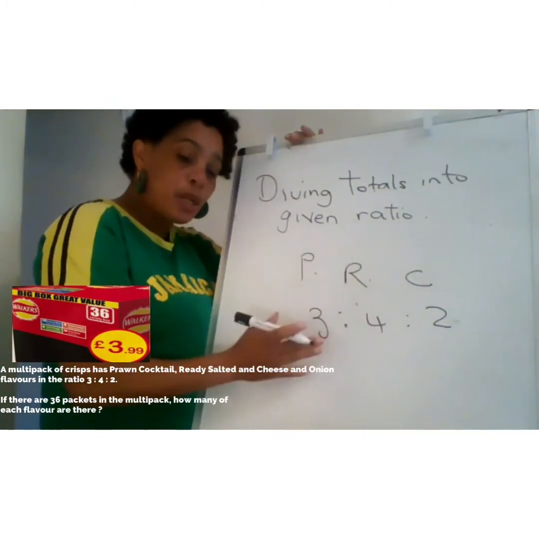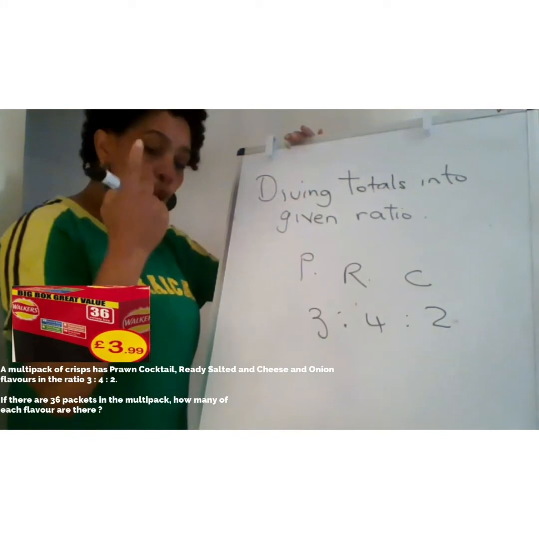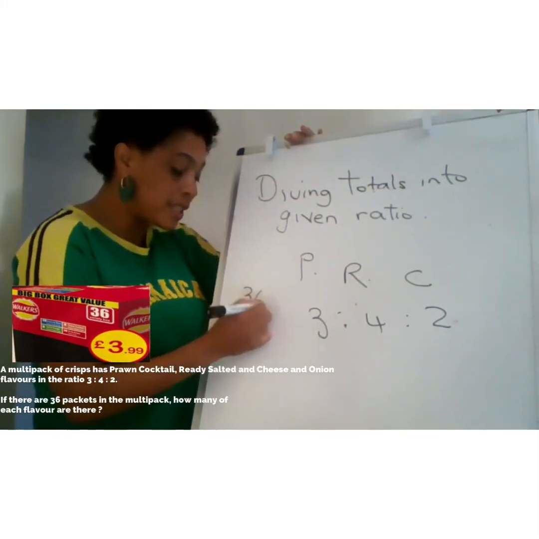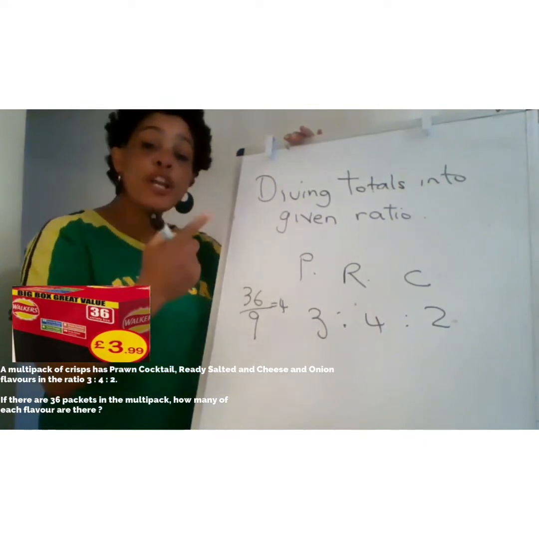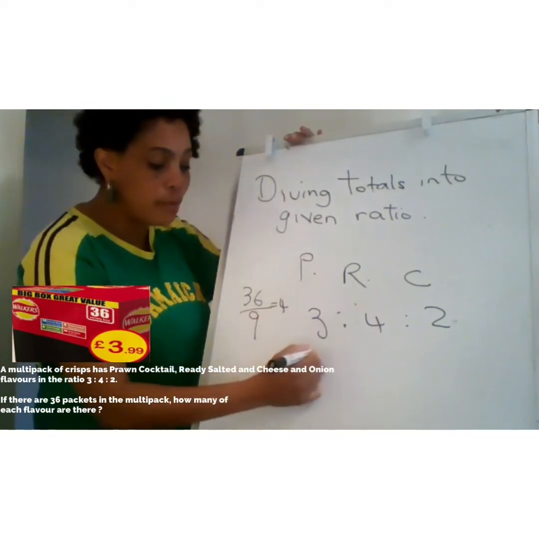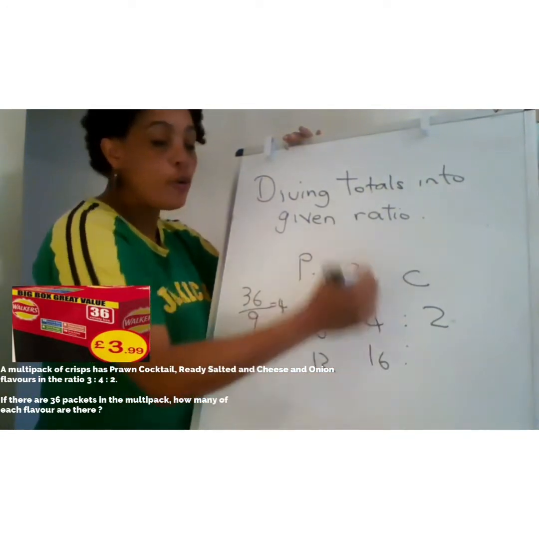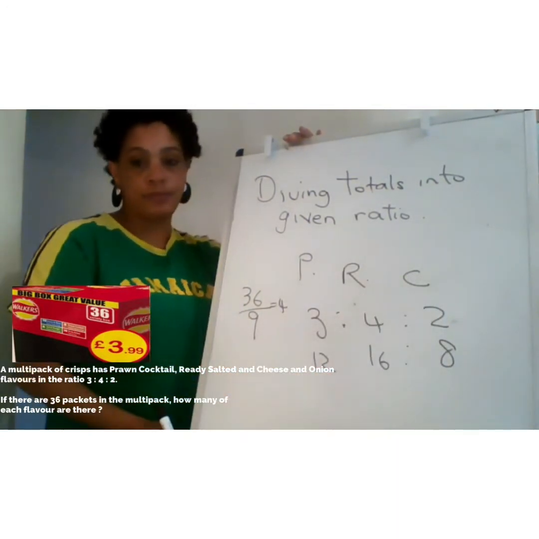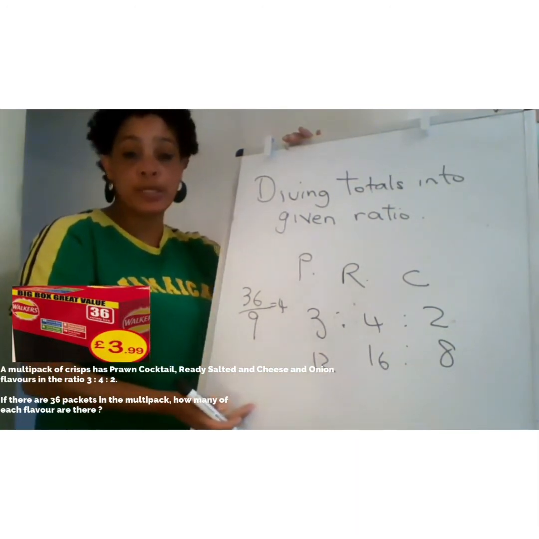Without doing a table, we could just do 4, 5, 6, 7, 8, 9. So that's 36 divided by 9, which is equal to 4. So 4 is 1 part. 4 times 3 is 12. 4 times 4 is 16. 4 times 2 is 8. So that is the way we could easily do it.